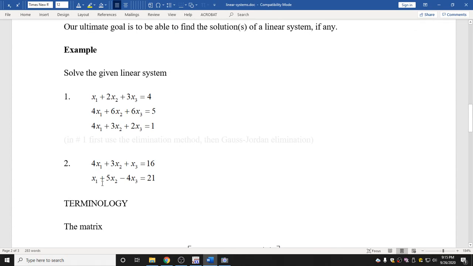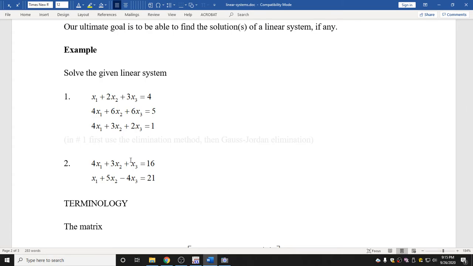Now, in our second example, we have a 2x3 linear system. We can still use the same method displayed in our first example: write what we call an augmented matrix, use the familiar elimination method to obtain a reduced row echelon matrix, and then from there we can easily read off solutions. So let's try that now. I'm going to write the augmented matrix for number 2.